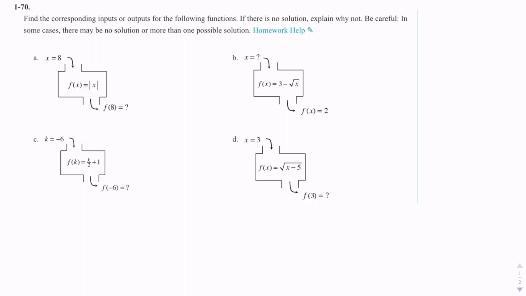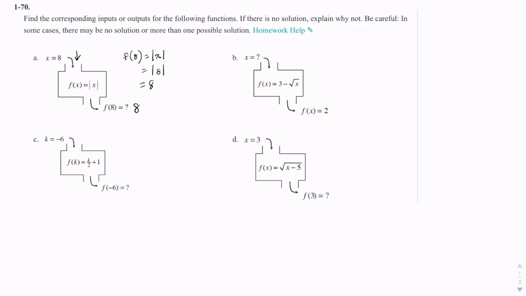Okay, for 70, they want us to do function machines. So for A, they're saying if an 8 goes in up here, what comes out, right? So they're saying f of x equals the absolute value of x, which equals the absolute value of 8, which is 8. So an 8 comes out. F of 8 equals 8, right?